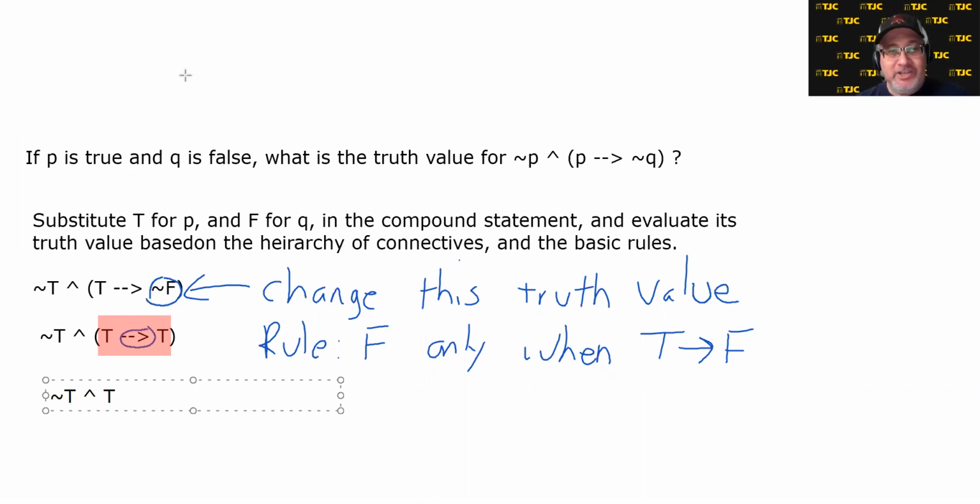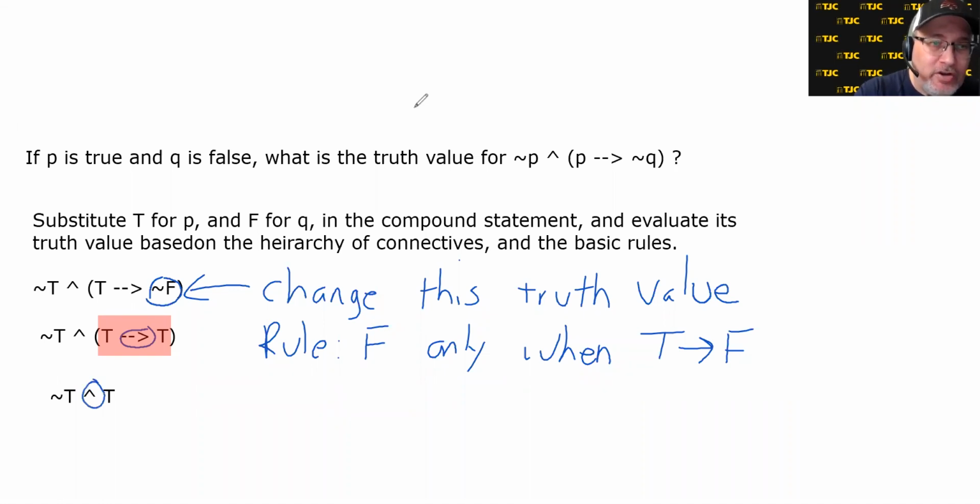Okay? T pointing to T is true. The only time you have false is T pointing to F. At this point, we're down to a single connective. The connective we're left with is a conjunction. And what is the rule for conjunction?